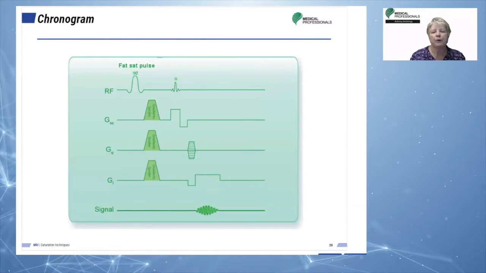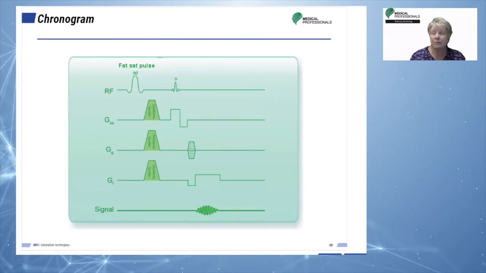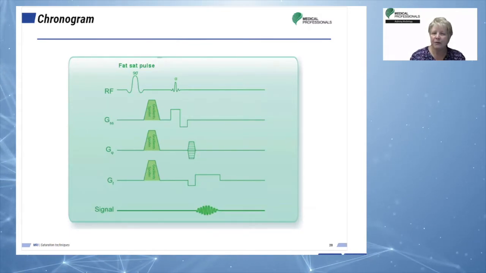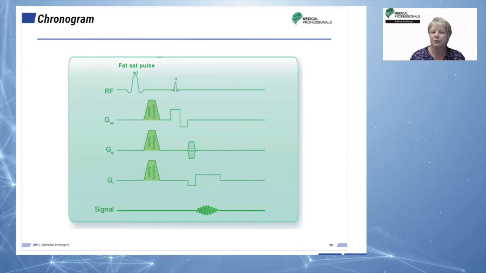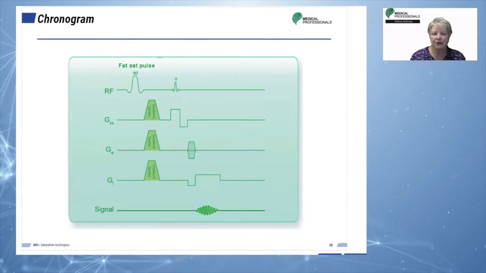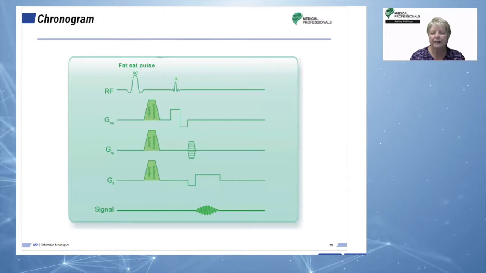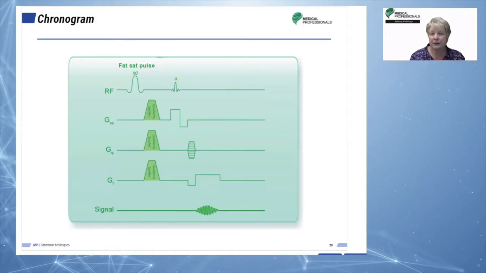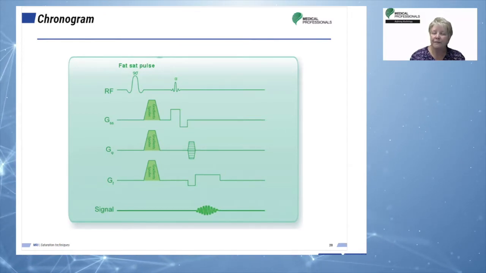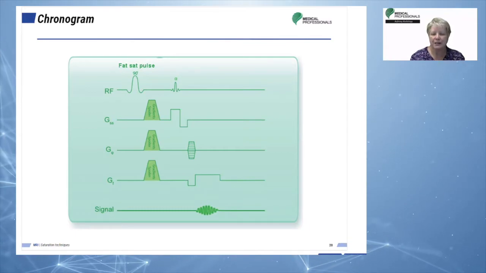If a signal were to be measured at this point, it would have contributions from fat spins only. However, the spoiler gradient pulses are used to dephase the fat spins, causing the fat signal to decay to zero without affecting the water spins, which are still in equilibrium. At this point, that fat signal is said to be saturated. So that's where we get the term saturation.